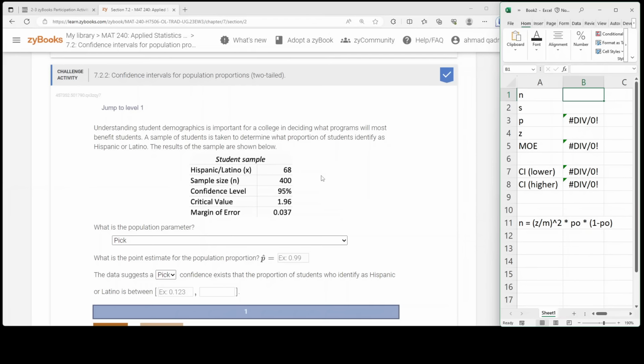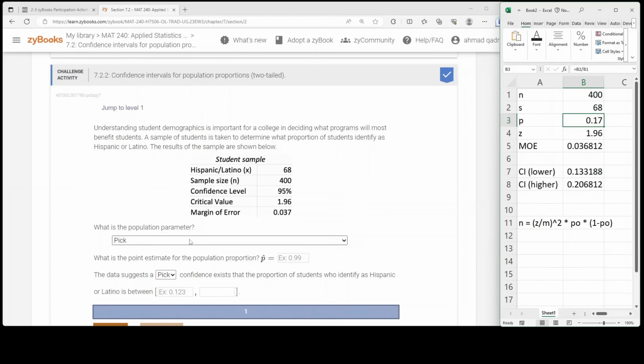So we can see that the sample size is given as 400, and out of the 400, 68 students identify as Hispanic or Latino. So that's 17%, 0.17. And you'll notice that the confidence level here is 95%. That's what we are looking for. So for 95% confidence level, the Z value is 1.96. So I'm going to type that here.